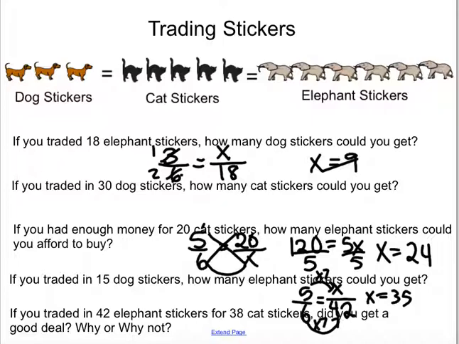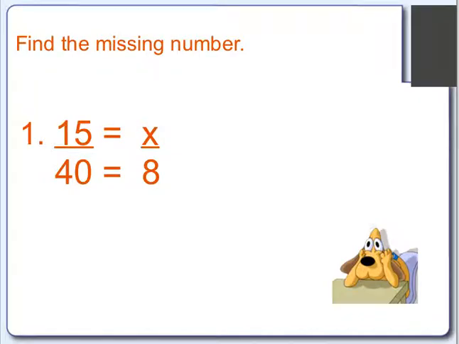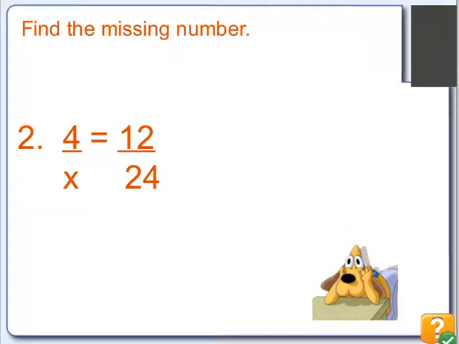Let's just do some really quick proportions. All right, 15 over 40 is x over 8. So I see that 40 divided by 5 is 8, so 15 divided by 5 is 3. Okay, so 15/40 is the same as 3/8. Let's try again. 12 over 24 is the same as 4 over something. Well, 12 over 24 is really just 1/2, so an equivalent fraction of that would be 4 over 8.